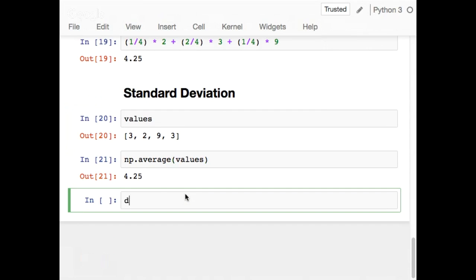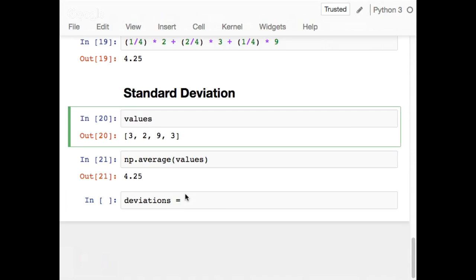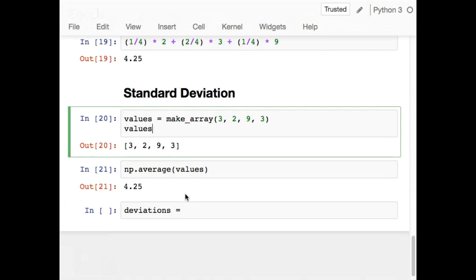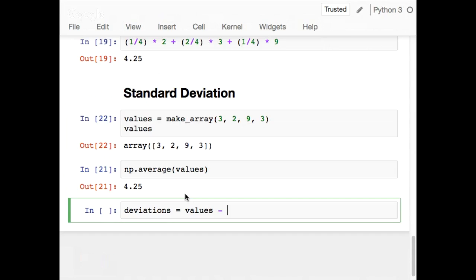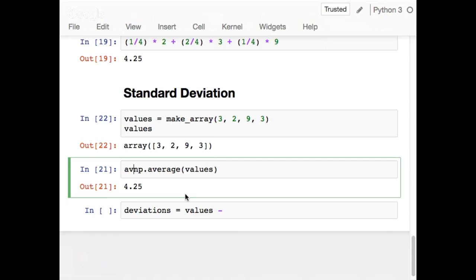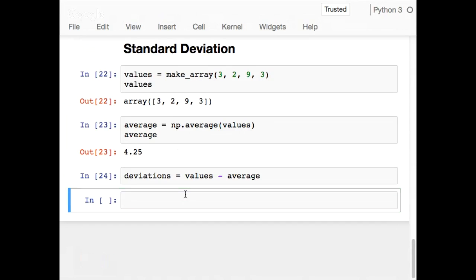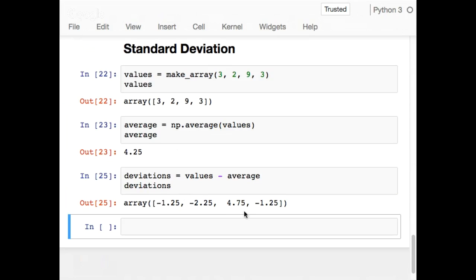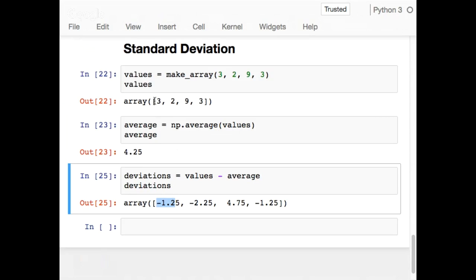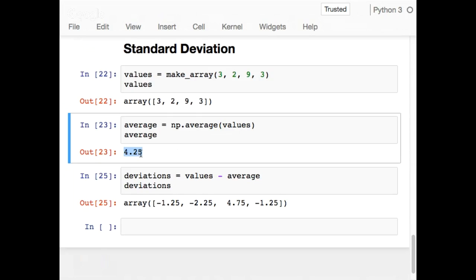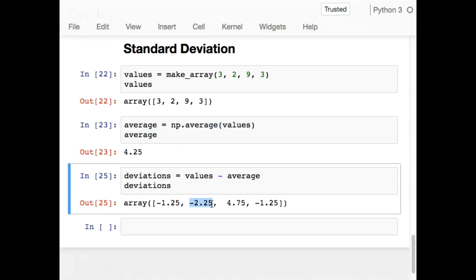So take my values, deviations equals, I'm going to make this an array, 3, 2, 9, 3. Okay. I want to do a subtraction. So I want to take my values, subtract out that average. So here is my average. Subtract out my average. Here are my deviations from the average, right? So here I say, OK, 3 was negative 1.25 away from 4.25. 2 was negative 2.25. 9 was 4.75, et cetera. So I've just done a subtraction.